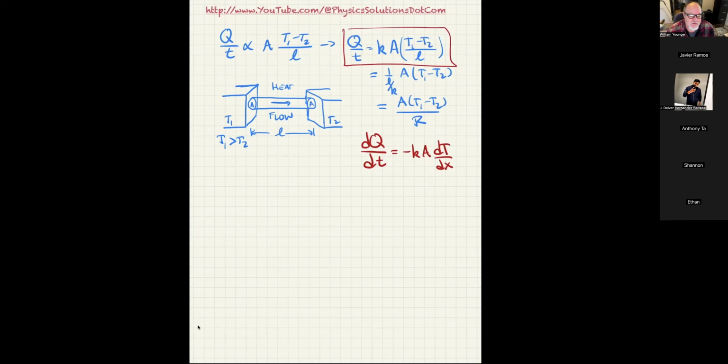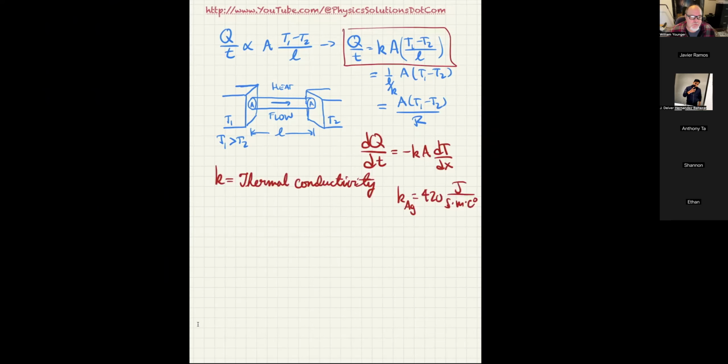As an example, your book gives you thermal conductivities. That's what the k is called: thermal conductivity. For instance, for silver, the thermal conductivity is 420 joules per second per meter per Celsius degree.